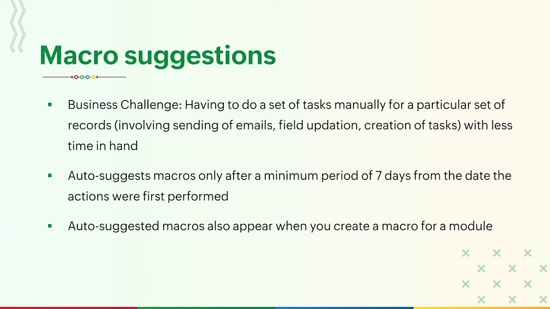Macro suggestions within Zoho CRM is a game changer for sales and customer relationship management. It harnesses the power of artificial intelligence to provide users with real-time, context-specific recommendations that enhance productivity and streamline workflows. Whether you're a sales representative looking for the next best action with a lead or a marketing manager seeking to optimize your email campaigns, macro suggestions in Zia has you covered.